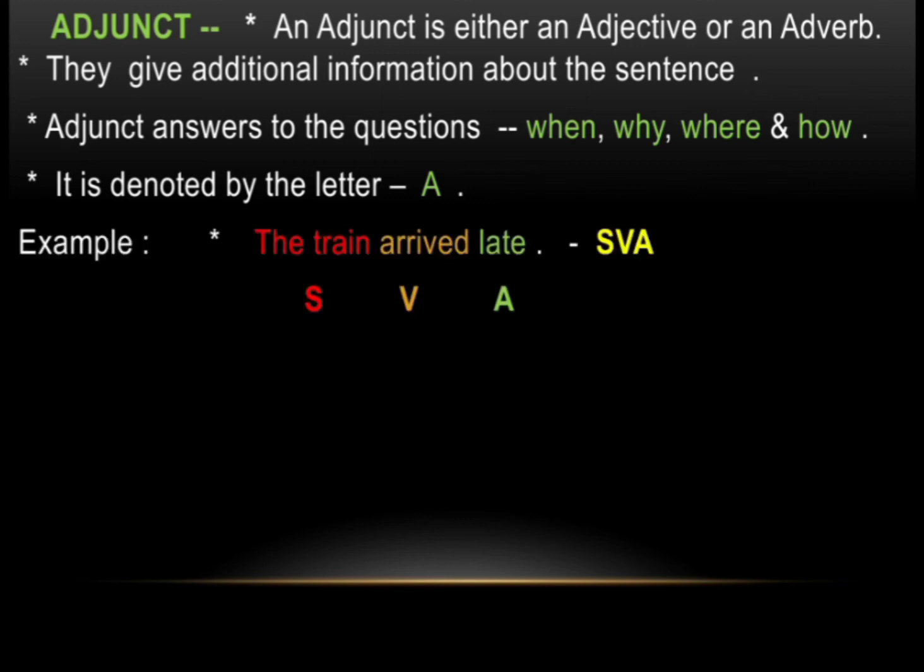Example, the train arrived late. The train is the subject, arrived is the verb. When did it arrive? Late. So that is an adjunct. So the pattern is SVA. The next sentence, he returned due to injury. He is the subject, returned is the verb. Why did he return? Due to injury. And so the pattern is SVA.